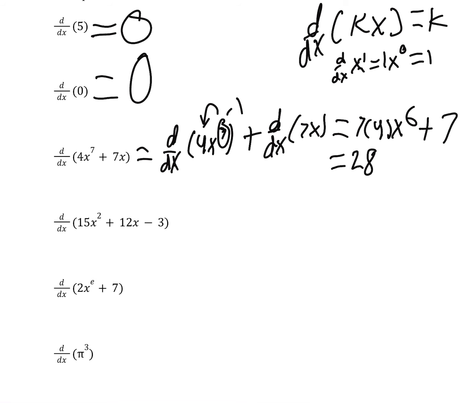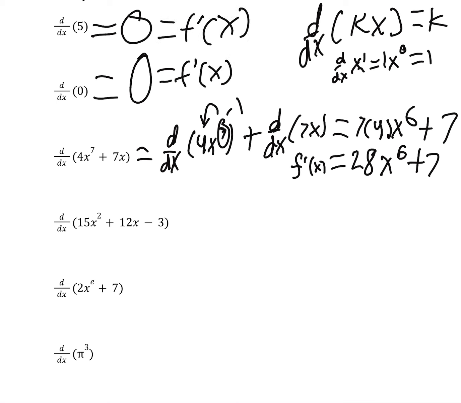And then 28 is 7 times 4, x to the 6 plus 7. So that's the derivative. And I'm going to label these as f prime of x, just so we can get used to all sorts of notation. Maybe this isn't a function that's called f. Maybe it's g or h or another function, but I'll just call it f.